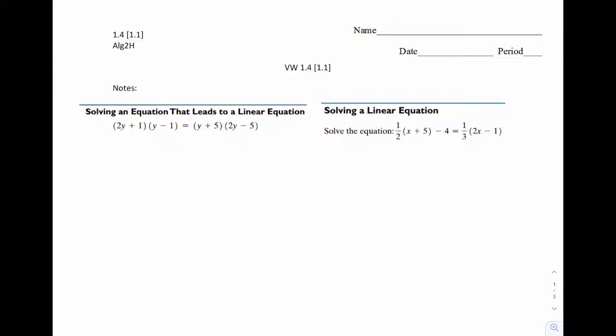Welcome to VW 1.4. Today we're going to review solving linear equations. So this should be pretty familiar to almost all of you. So I'm going to go kind of fast, and in class we're going to do some more challenging questions. But these questions should just be a quick refresher on what you've done in Geom and Algebra 1.